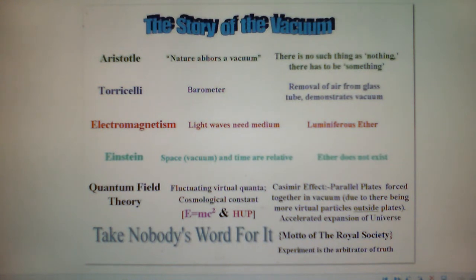So the Heisenberg uncertainty principle allows the borrowing of energy, and Einstein's E equals mc squared allows the creation of particle-antiparticle pairs from this energy, providing the energy is returned to the vacuum within a small enough time period.